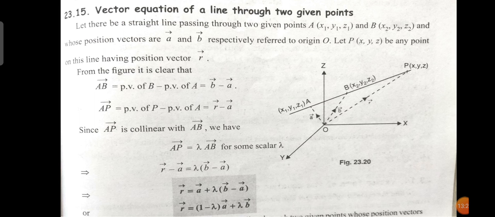Then, substituting the above equations into that equation, you will get vector R is equal to vector A plus lambda into (vector B minus vector A). That is, R is equal to (1 minus lambda) into vector A plus lambda B. So this is the equation of a line for two given points.